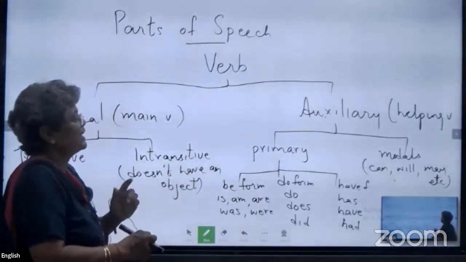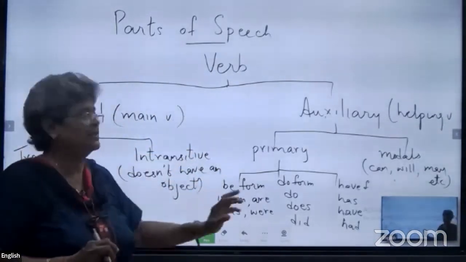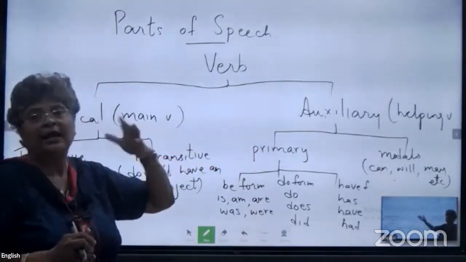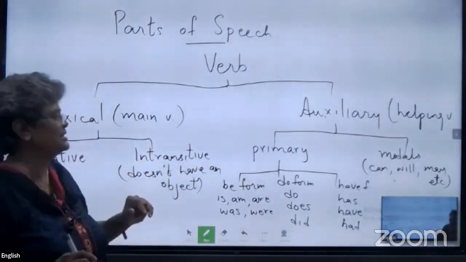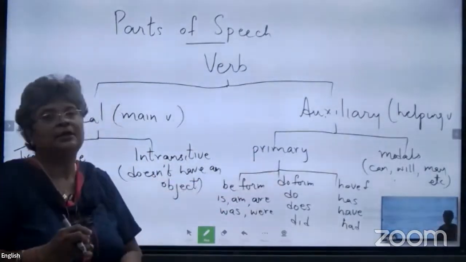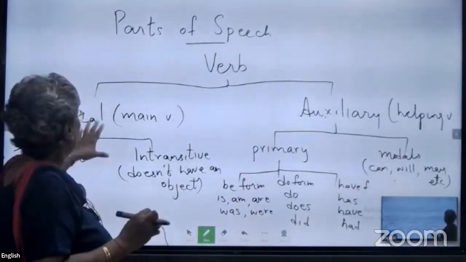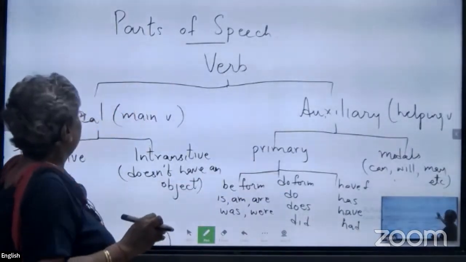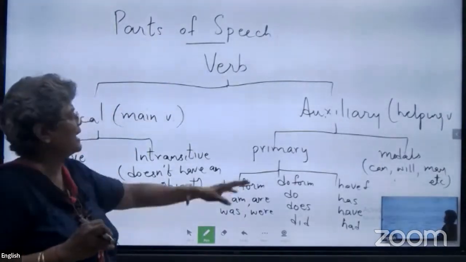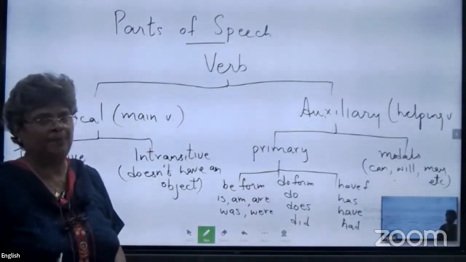This is very, very important, children. Like I said, many children make the mistake when we ask them what can, will, may, is, they forget that it is a verb. Likewise, is, are, do, and have forms, they haven't recollected. They only remember that verb is an action word. But it is more than an action word. The auxiliaries are very, very important.